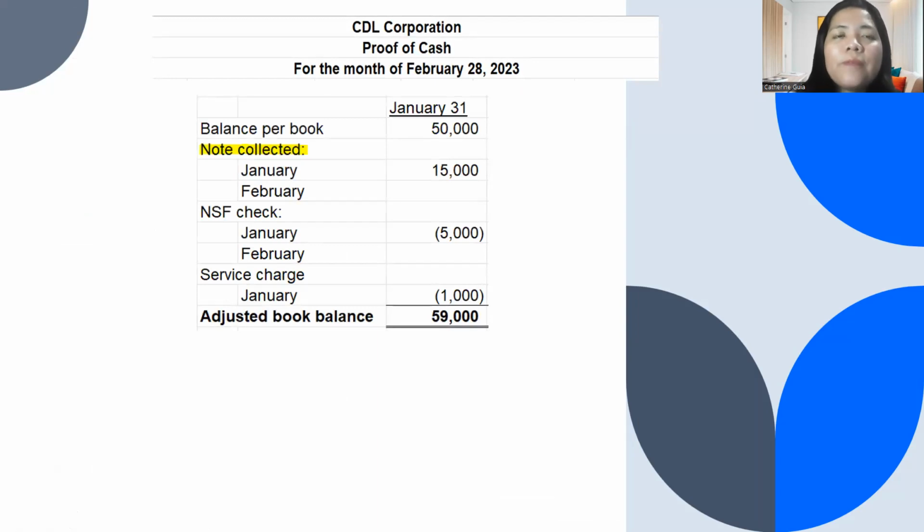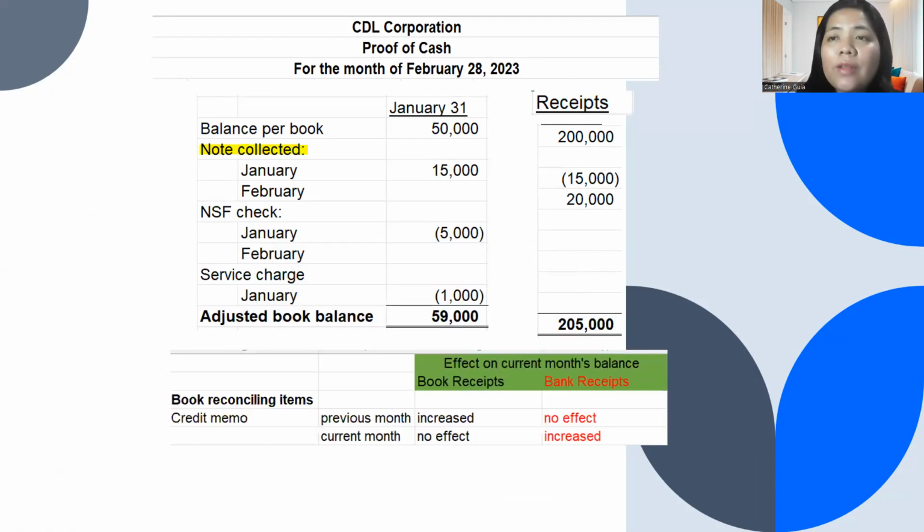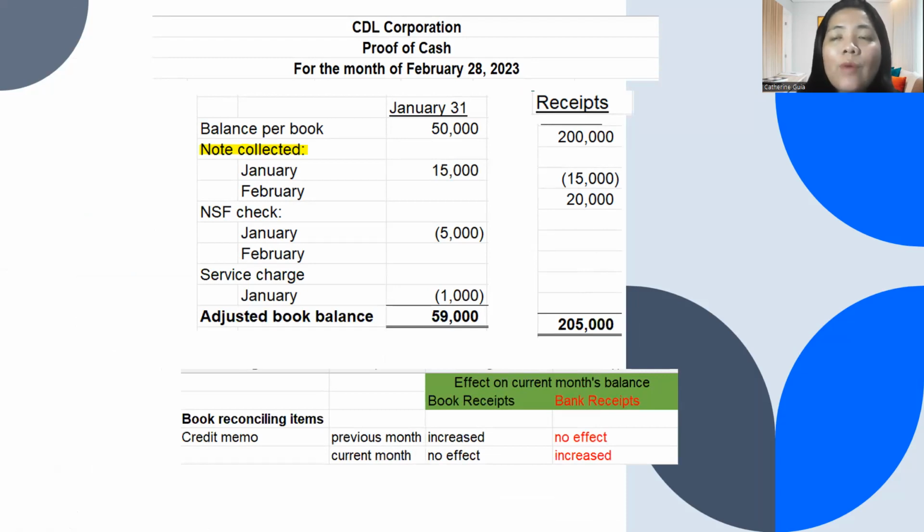So we have here the adjusted book balance. Under the receipts, as mentioned, the note collected should be included. Why did we deduct the January note collected or credit memo, and why did we add the February credit memo? Please take note that our book reconciling items are the items in the bank statement which did not appear in our per ledger, so we will be adjusting the amount based on the treatment of the bank.